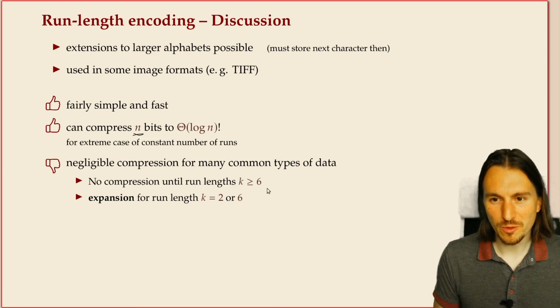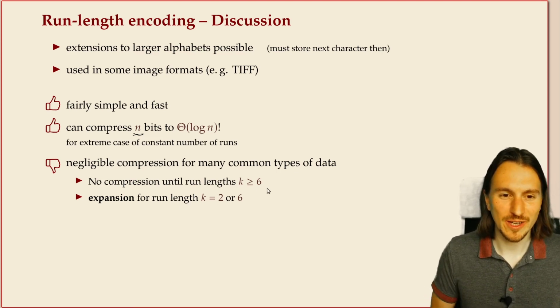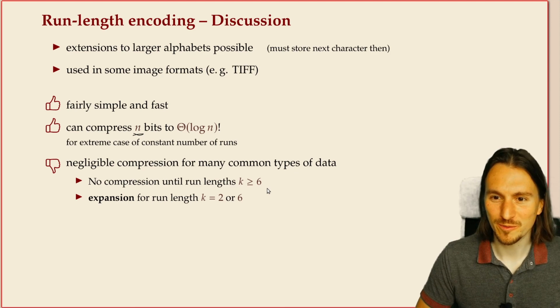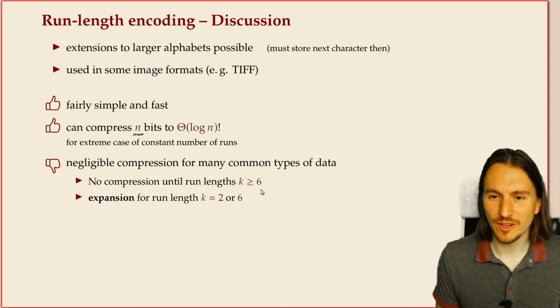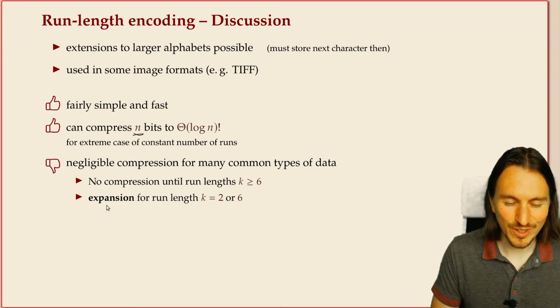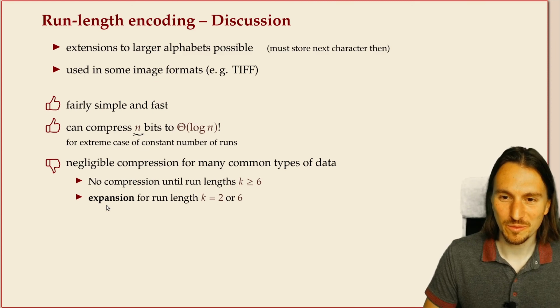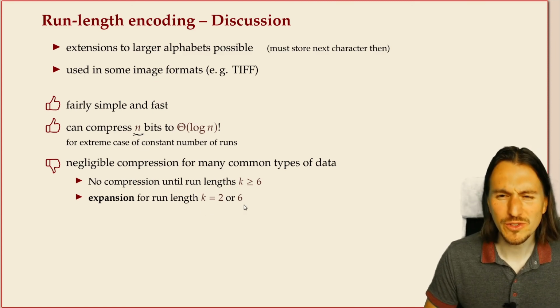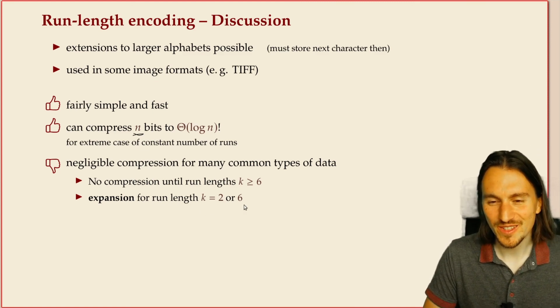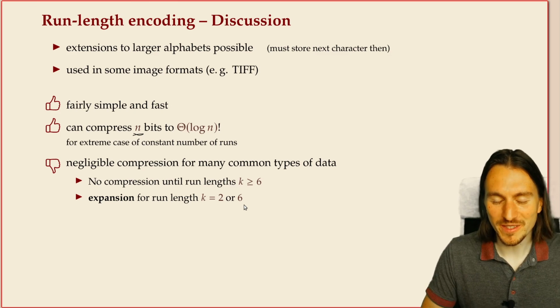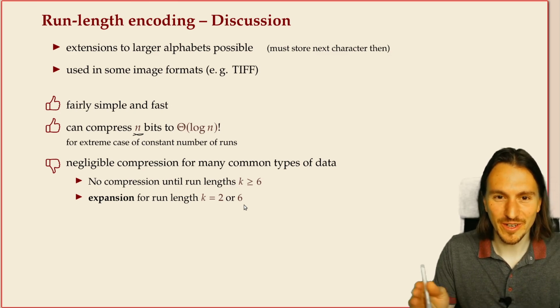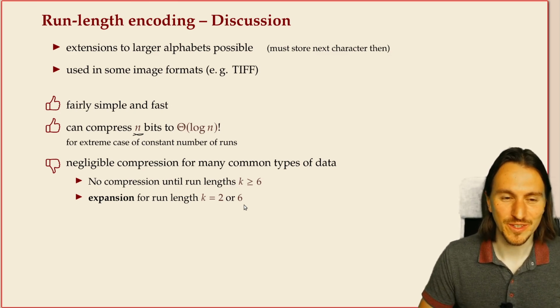If you work out exactly how many bits you need to encode the numbers with Elias code, you will see that if the run lengths are not bigger than 6, then you don't get any compression. And you actually get worse. You get expansion whenever you have runs of length 2 or 6. These happen to be the two numbers that are represented with more bits than necessary, or more bits than the unary encoding in the original source text would have taken.